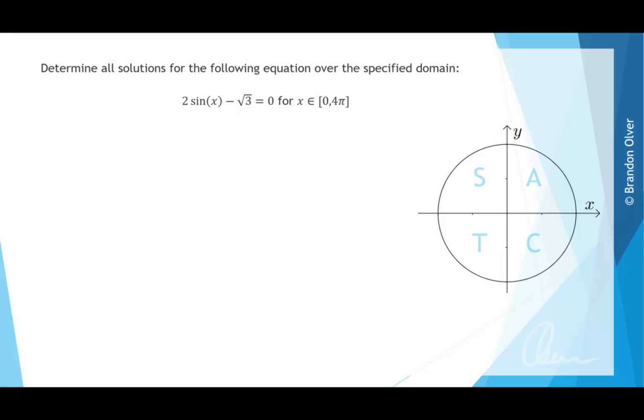Determine all solutions for the following equation over the specified domain. So the equation is 2 sine x minus the square root of 3 equals 0 for x is an element of 0 to 4 pi.